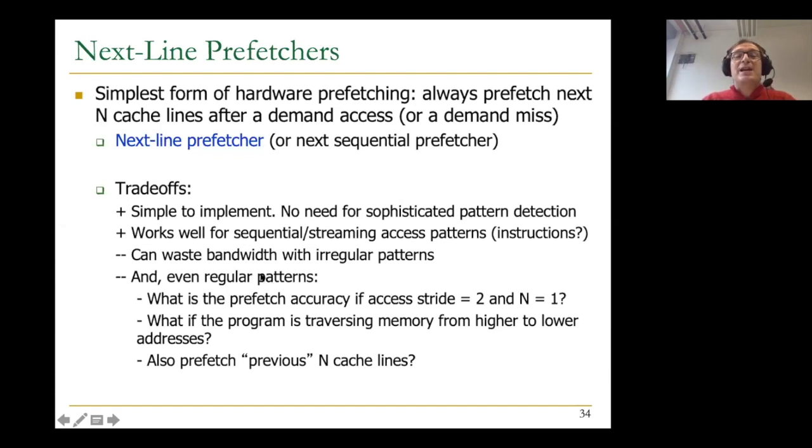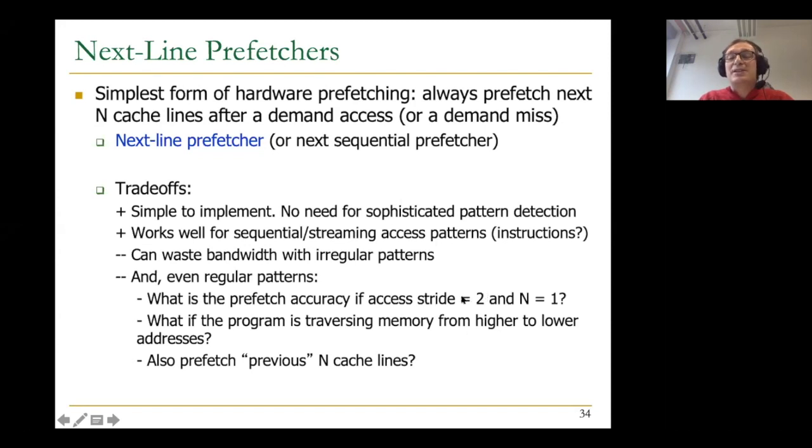But even with regular patterns, you may actually run into problems. For example, if your access stride is 2, meaning you're always accessing the second cache block after the cache block you're currently accessing, meaning you're accessing address A+2, A+4, A+6, A+8, dot dot dot. And if your N is 1 in the prefetcher, you're always prefetching address A+1, and then address A+3, and then address A+5, whenever you get the next access, of course.